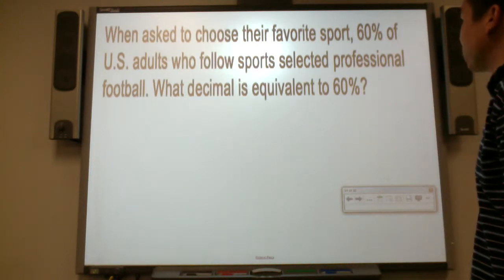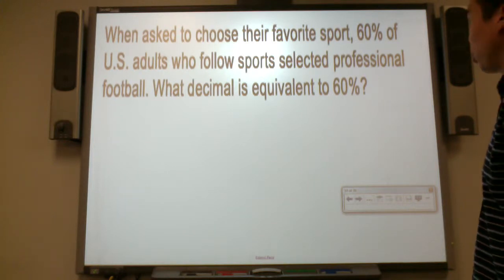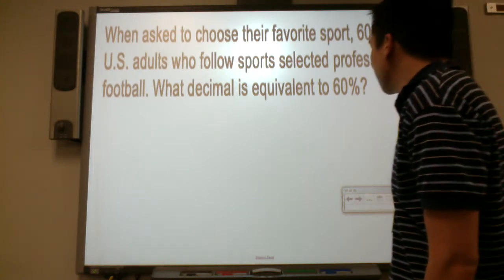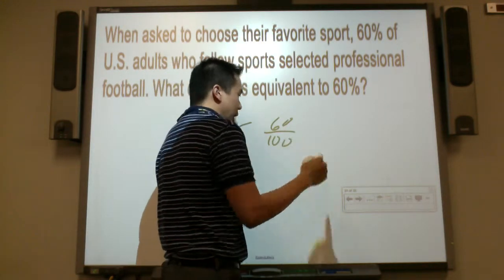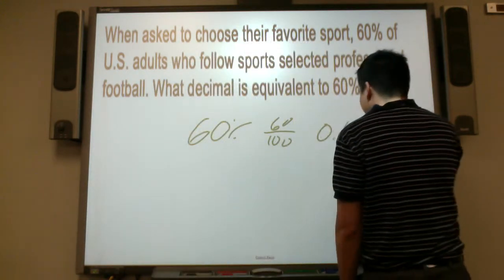When asked to choose their favorite sport, 60% of United States adults who follow sports selected professional football. What decimal is equivalent to 60%? So 60%, 60 per 100, 60 hundredths, 0.60.